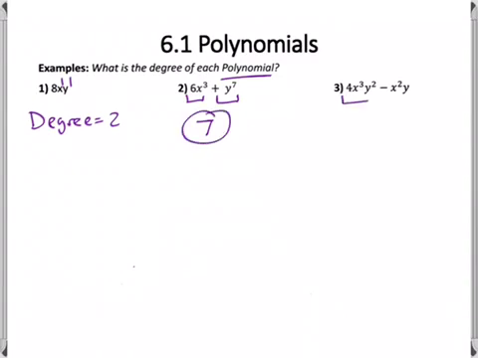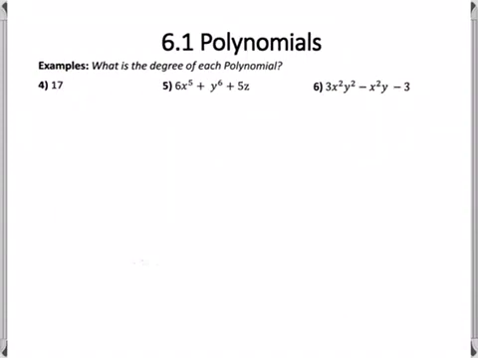And number 3, same idea. We have two terms. The first term has a degree of 5. The second has a degree of 3. So we take the largest degree as our degree for our polynomial. So this has a degree of 5. Same idea here. There is no exponent, there is no variable for number 4. Since there's no variable, there's no exponent, so this has a degree of 0.